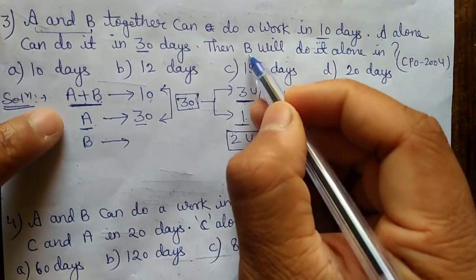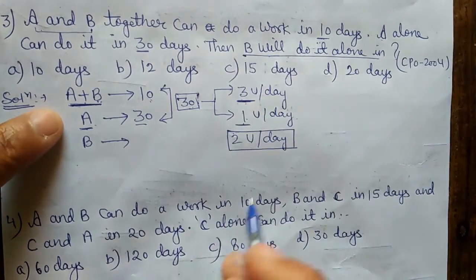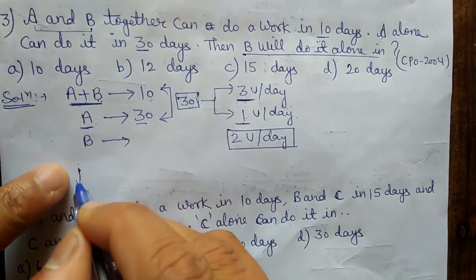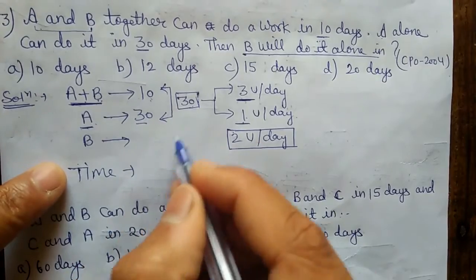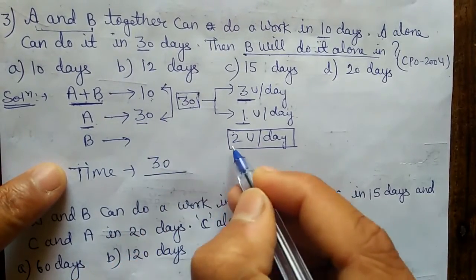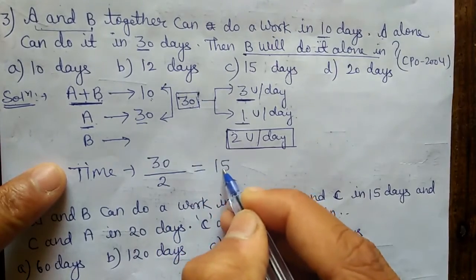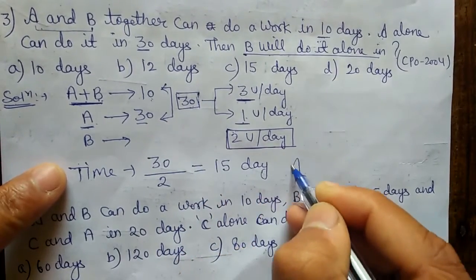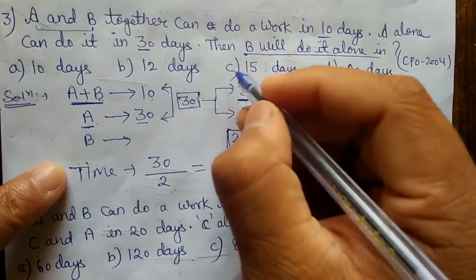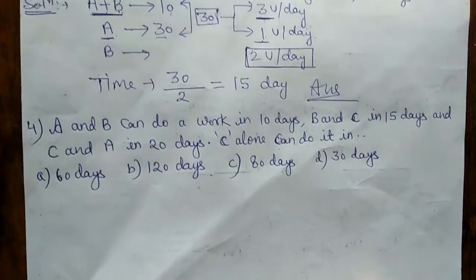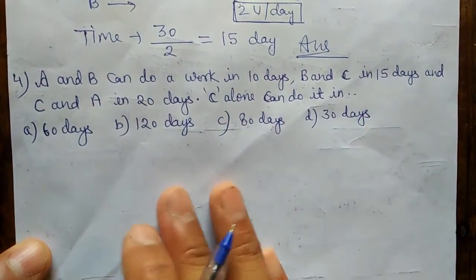Now what do we have to find? We have to find how many days B will take alone. So we have to find the total time. The total work is 30 and B is doing 2 units per day. That means 30 by 2, that means 15 days. That is the answer. Option C will be our answer. I hope you got it.